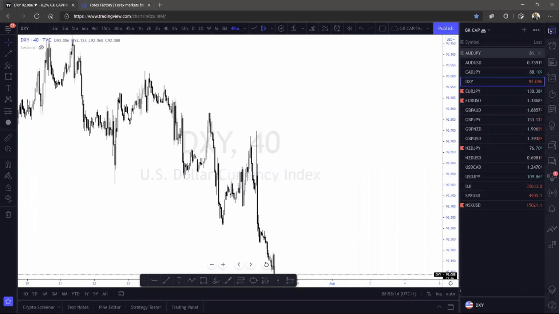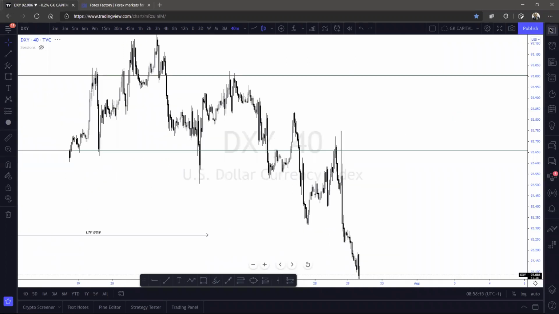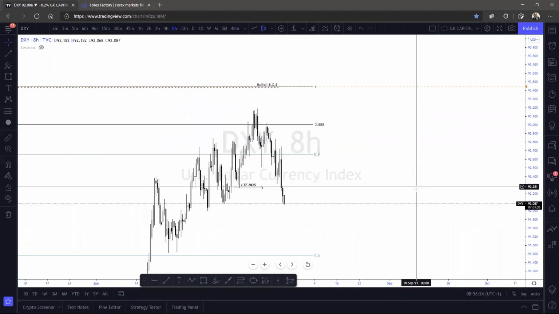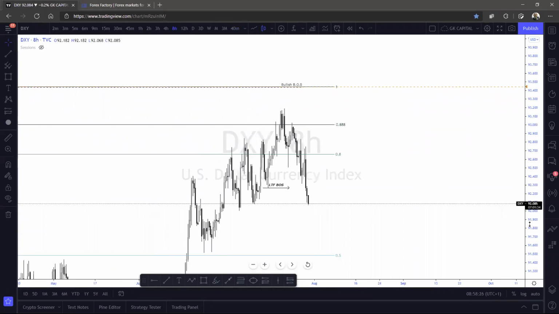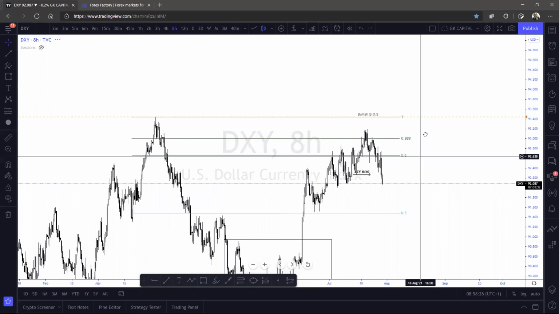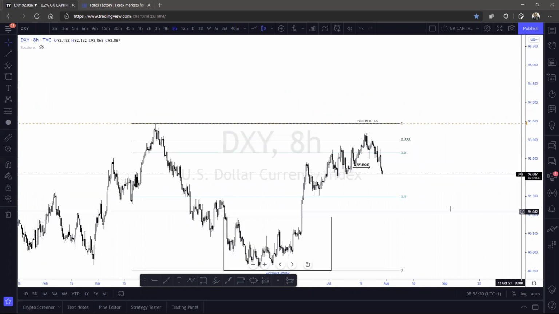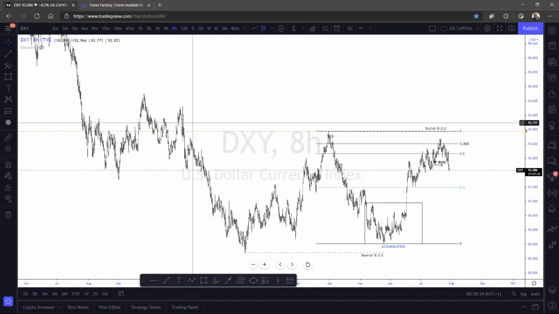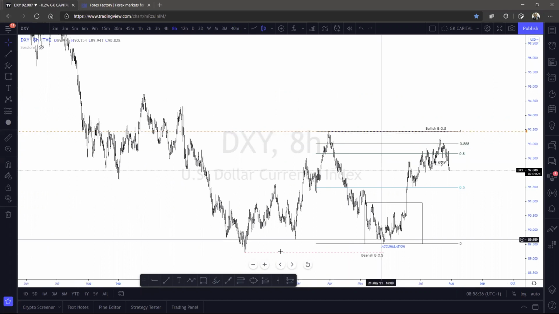So finally, we broke that lower time frame break of structure. Okay, so now we are back to bearish. So we tapped in. This was the 3-day supply that we tapped into. We failed to push in a new low.